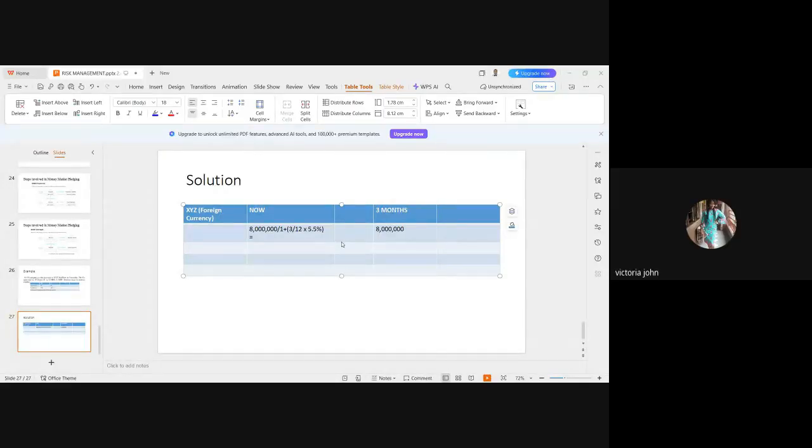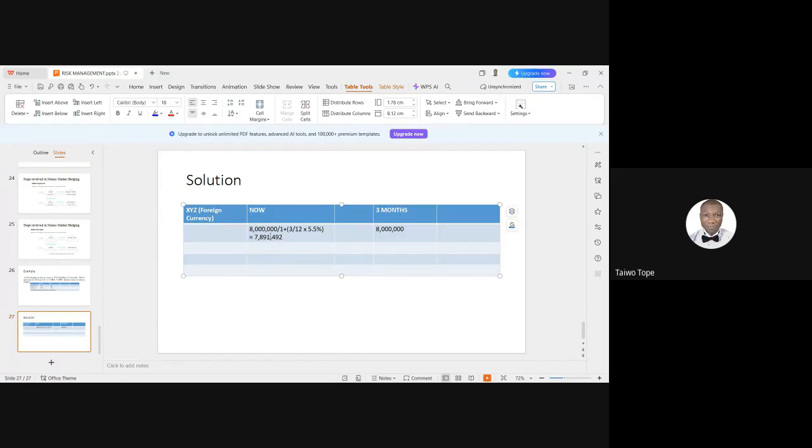I got 3,368,421. Wow, you have to check it again. I got 7,891,490. Yes, it should be 7,891,492. Now, this is in foreign currency.